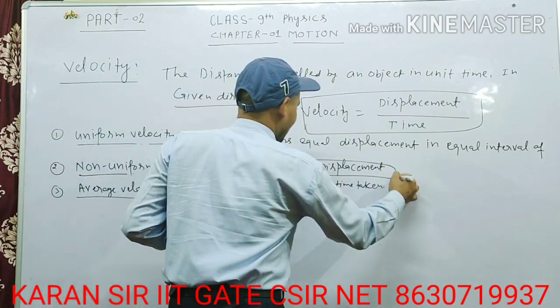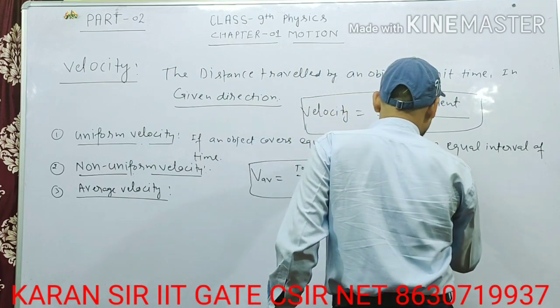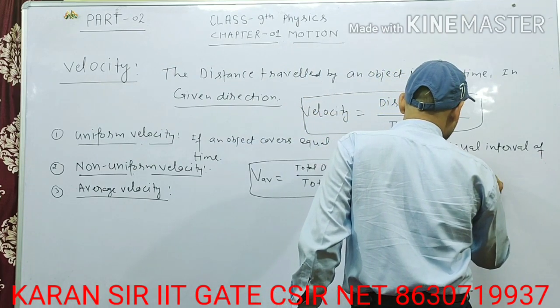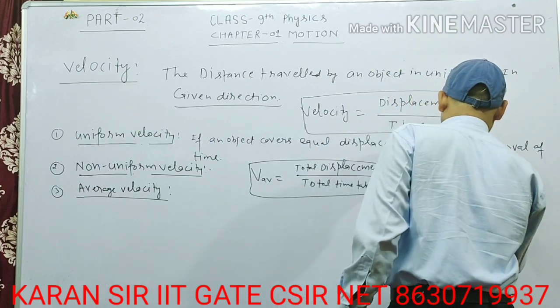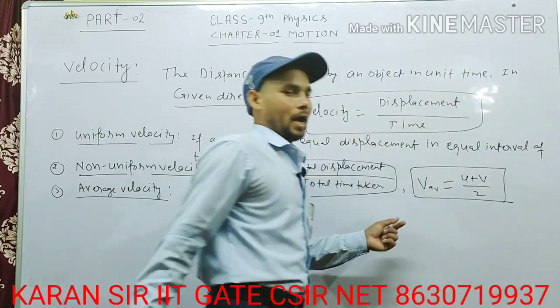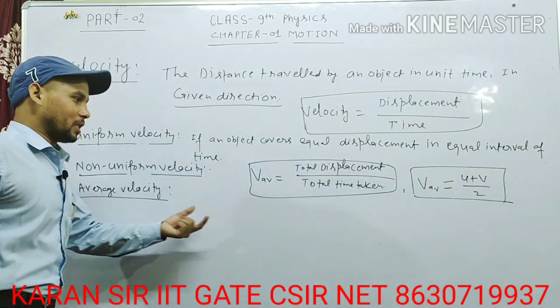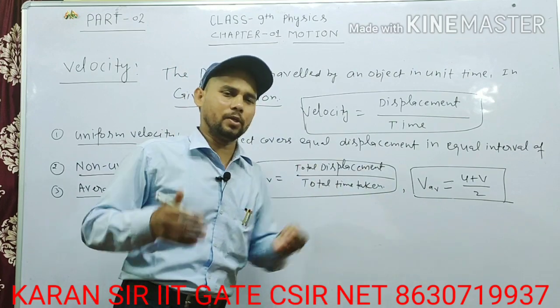There is also one more formula for the average velocity. V average equal to u plus v upon 2. U is the initial velocity, v is the final velocity. This is also a formula for the average velocity. By using these formulas, we can solve the numericals in the next video.